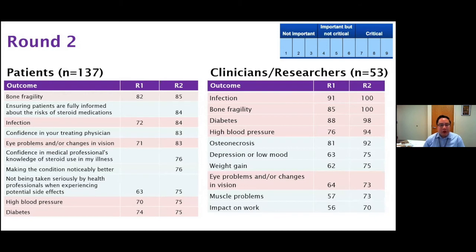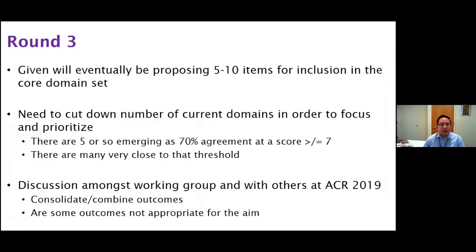Additionally, there were a lot of outcomes that were close to the OMERACT definition for inclusion, but not quite. So in the process of discussing the transition from round 2 to round 3, given that we will eventually be proposing 5 to 10 items for inclusion in that final core domain set, there was a recognition that we needed to cut down the number of current domains in order to focus and prioritize.